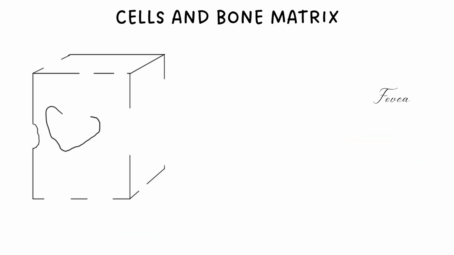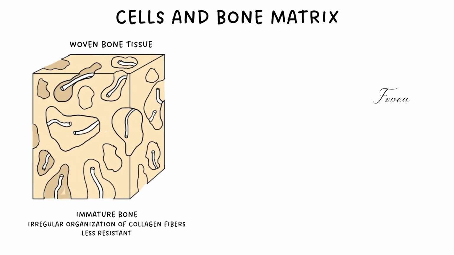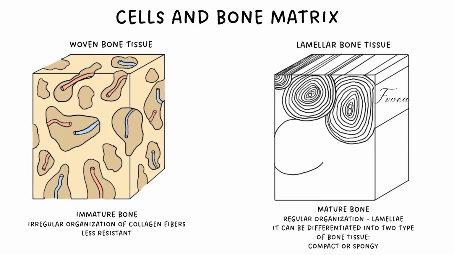Bone tissue is found in 2 main forms: woven bone tissue, the first type of bone formed during fetal development, composed of collagen fibers organized in parallel or interwoven bundles that form trabeculae. Lamellar bone tissue constitutes the majority of adult skeletal bone.